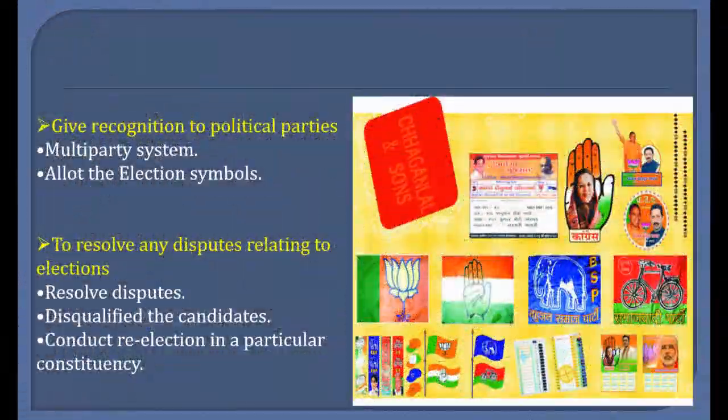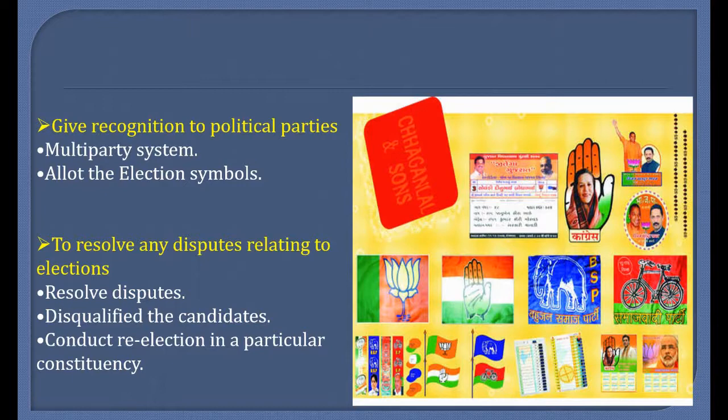Give recognition to the political parties. We have a multi-party system in our country. Children, what do you mean by multi-party system? A multi-party system is a system where multiple political parties take part in national elections. New parties continue to be formed. Splits in the parties result in the formation of new parties.